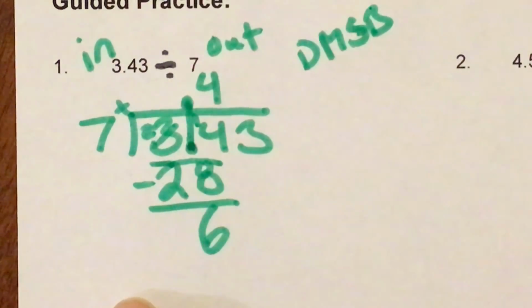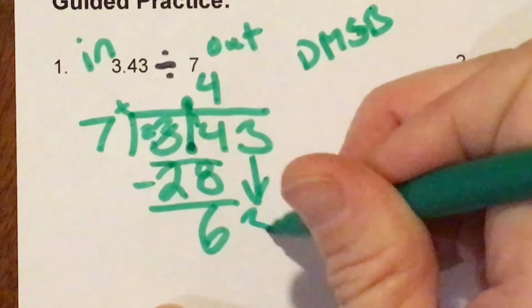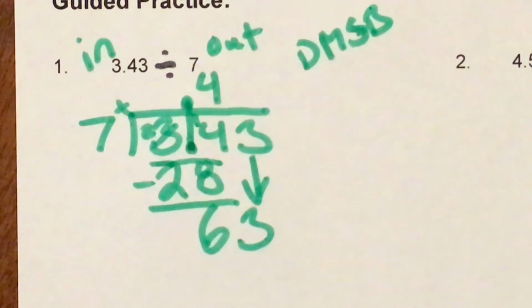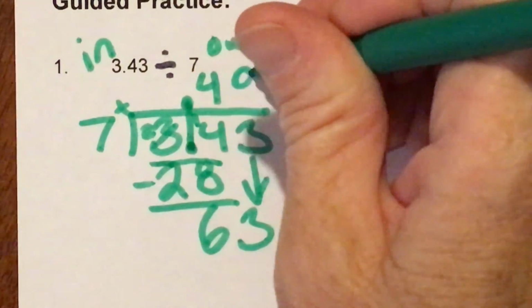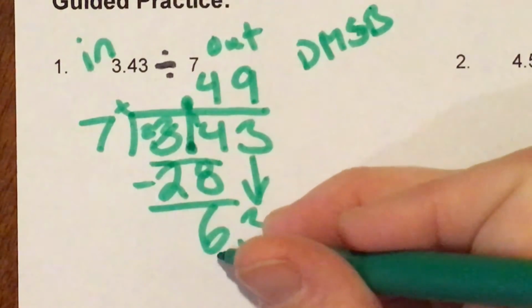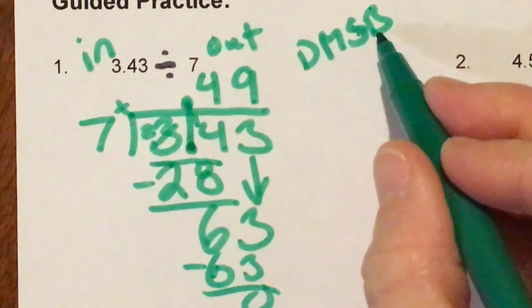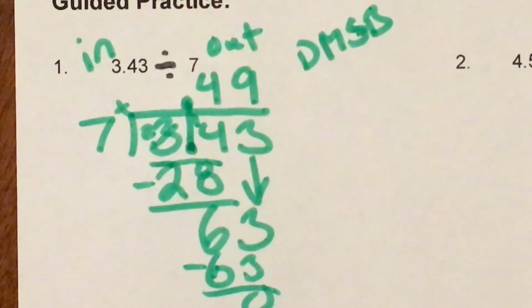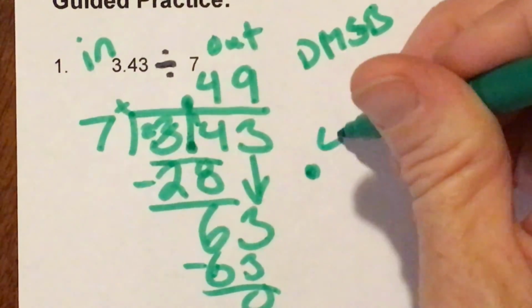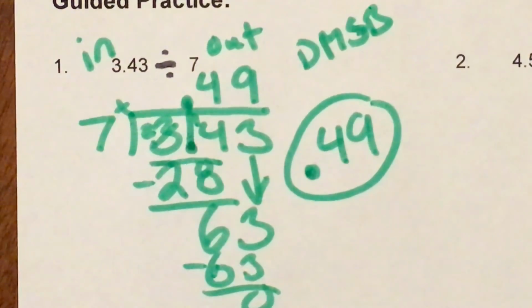2 take away 2 is 0. So I subtracted, and now I'm going to bring down. 7 can fit into 63 9 times. And I multiply. 9 times 7 is 63. And I subtract. And then I bring down, and there's nothing to bring down. So my answer is decimal 49 or 49 hundredths.